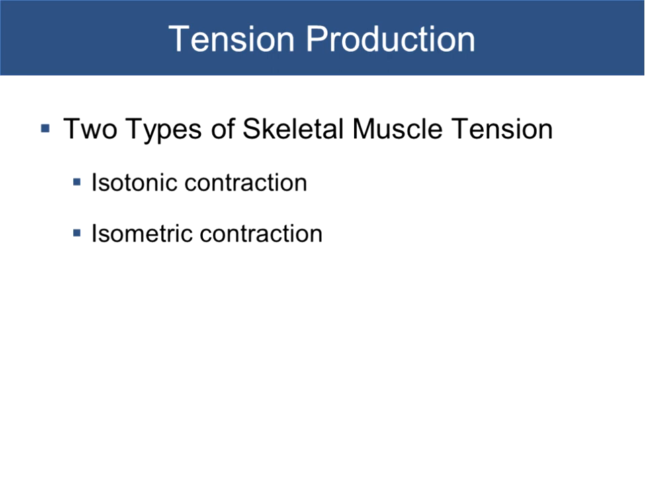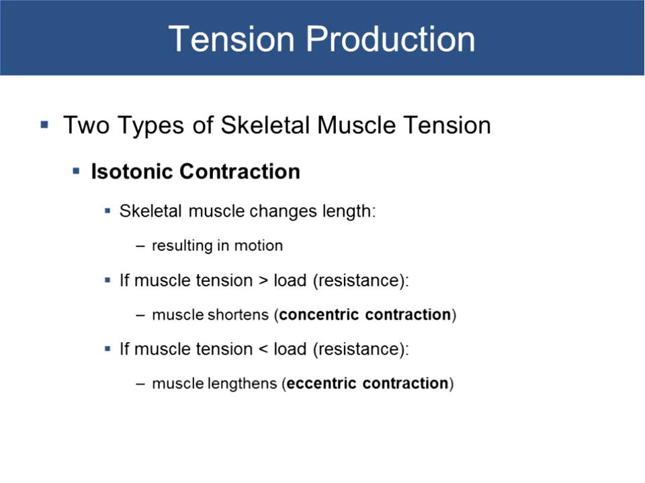So we have two types of muscle tension that can be produced, isotonic and isometric. In isotonic contractions, and I'm going to underline this because it's important, the muscle changes length. As a result, isotonic contractions result in movement. If the muscle tension is greater than the load, then the muscle is going to shorten. If the load itself is lighter than the tension that can be produced by those muscles, your muscle is going to shorten.